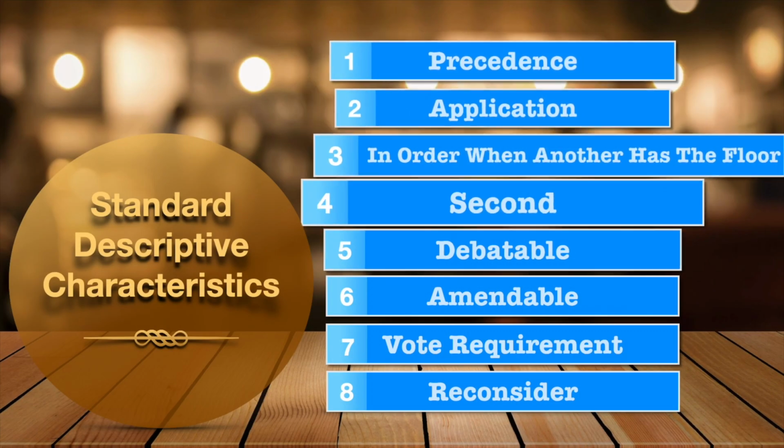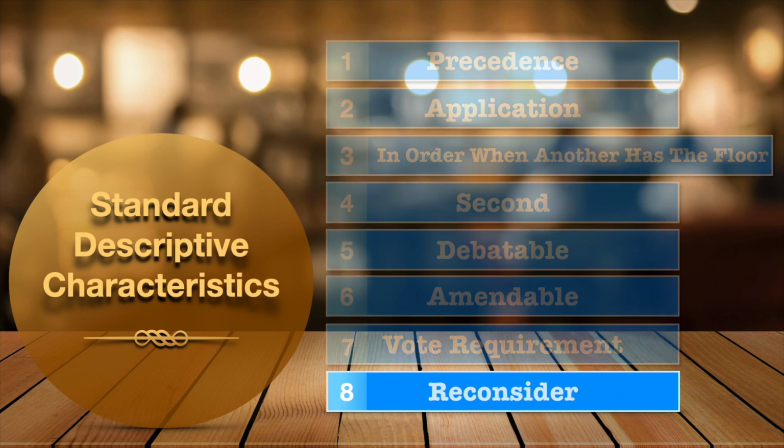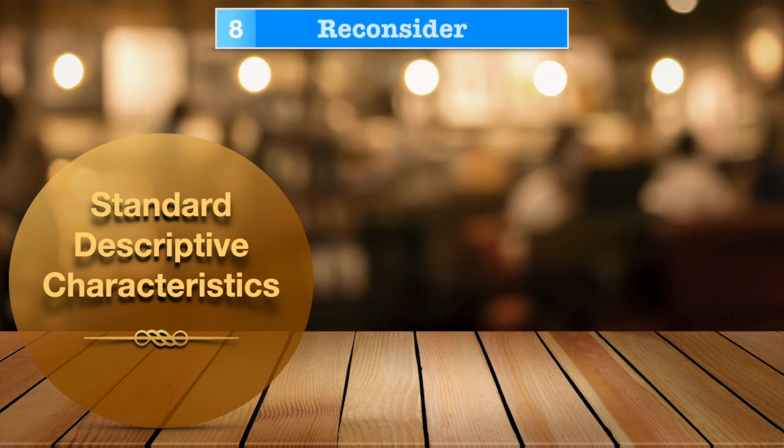In this video, we're continuing the Standard Descriptive Characteristics series. There are 8 standard descriptive characteristics for each motion, and in this video, we will be covering the last characteristic on the list, known as reconsider, which tells us whether or not the motion we looked up can be reconsidered. Reconsider is one of the most complicated and most interesting motions in parliamentary law.